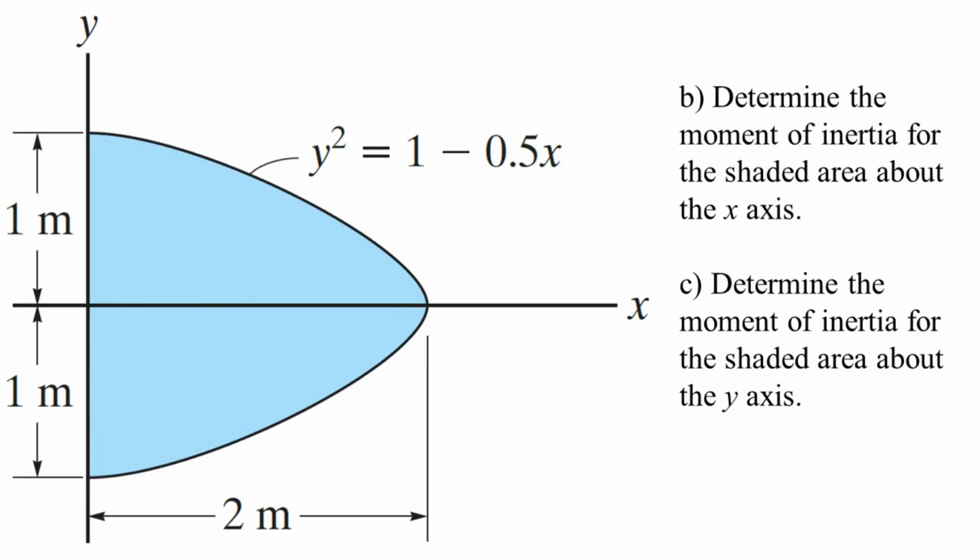Okay, this is the final question for this tutorial, question number 6. We have the diagram there and two parts of the question, part B and C. Part B, determine the moment of inertia for the shaded area about the x-axis, and part C, determine the moment of inertia for the shaded area about the y-axis.